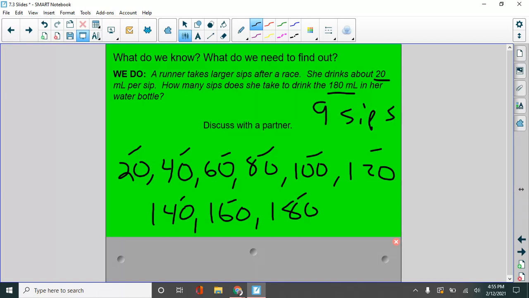Do we know her name? Nope, we don't. A runner would need to take 9 sips from her water bottle. I could have represented this with multiplication also, right? No, not 9. I would do 20 times something equals 180. If you want to get really crazy, we could throw some division out here. What we actually did was 180 divided by 20. Okay. But all of those are different ways to represent this. Boy, there's a lot of stuff on that screen, isn't there?